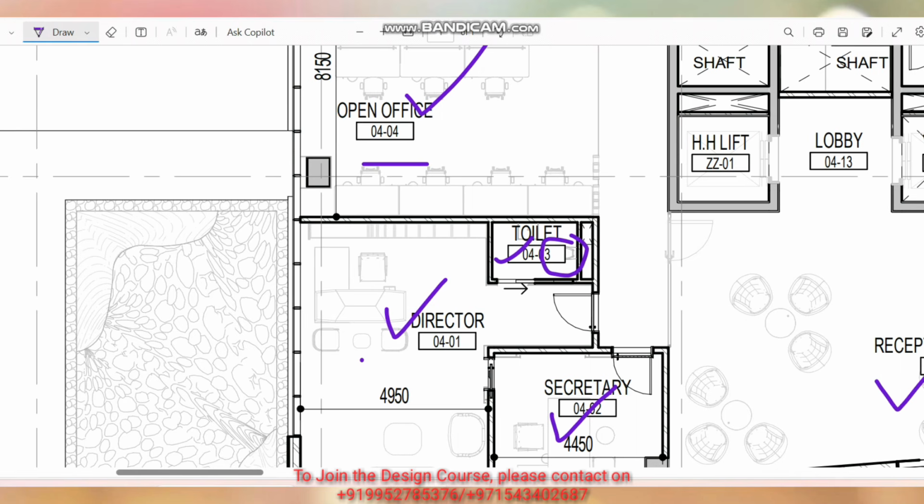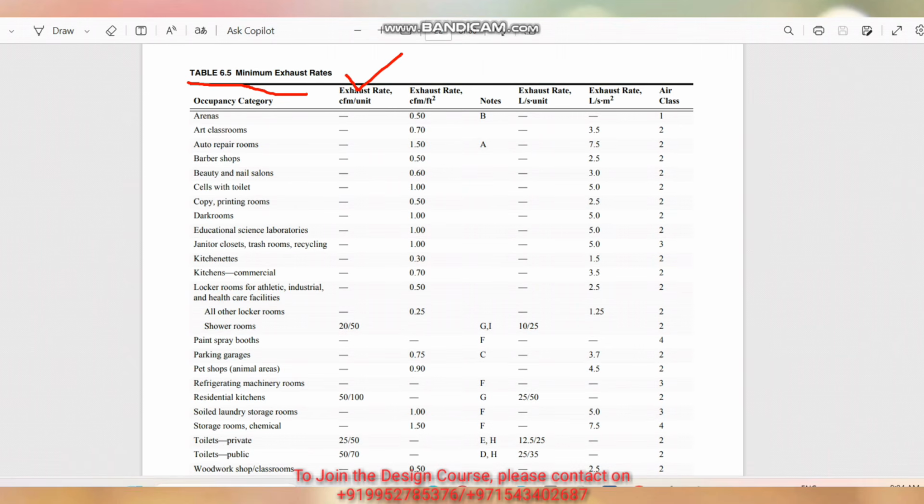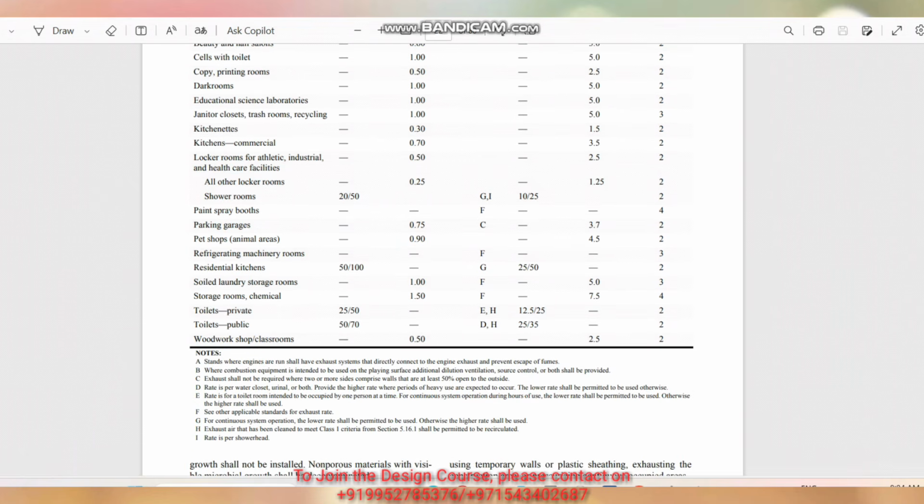For the water closet, we can find the ventilation value from ASHRAE 62.1. This ASHRAE 62.1 table 6.5 is for the minimum exhaust rate. This table we should not use for the fresh air calculation, only for the exhaust. And here you can see toilet public, because we are doing the office building, so this is the public area. For toilet public, we can see two values: one is 25 liters per second and another is 35 liters per second. So we need to understand the difference between these two. For this you can refer to notes D and H.